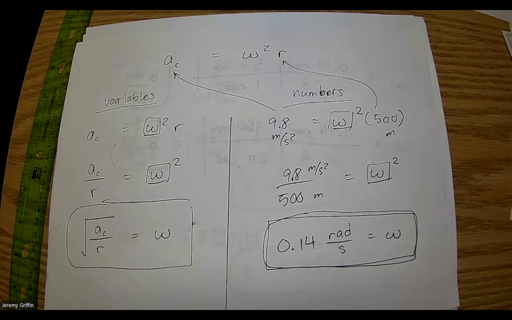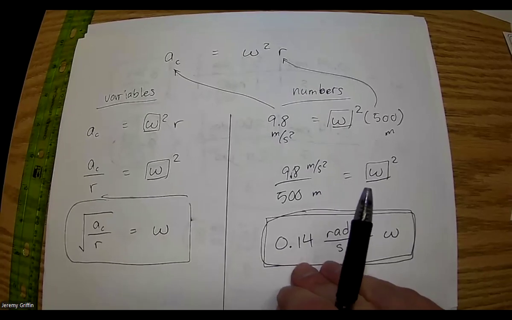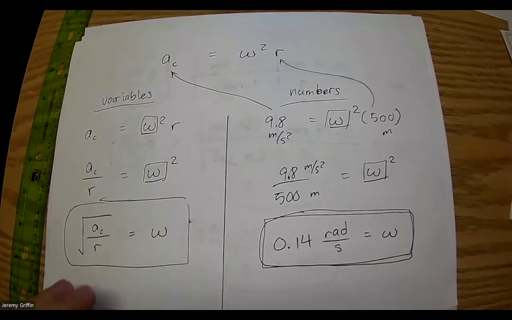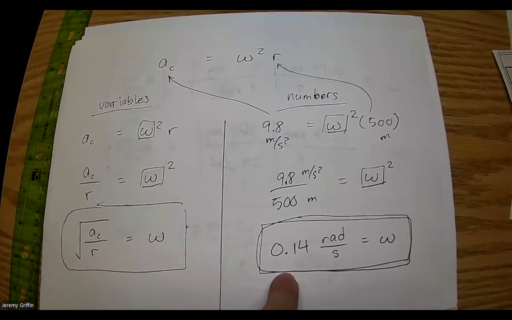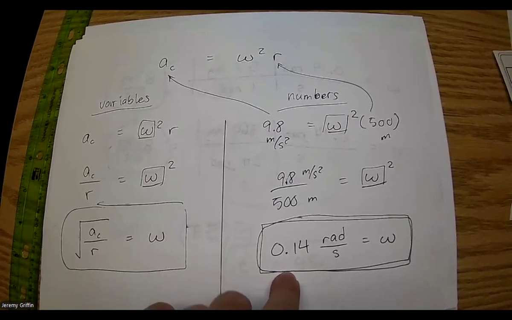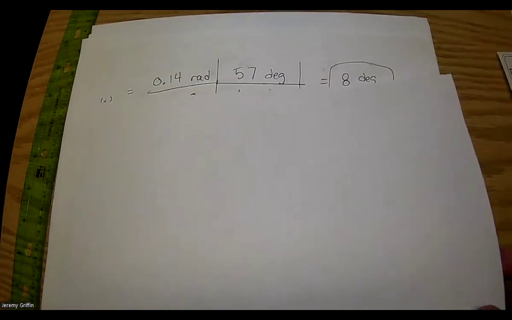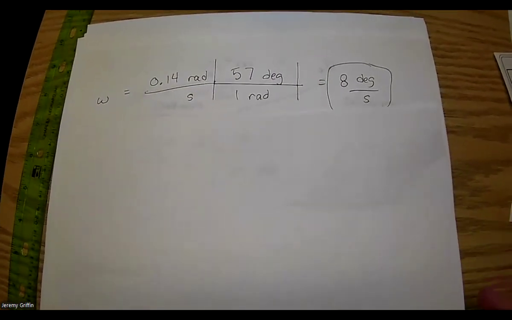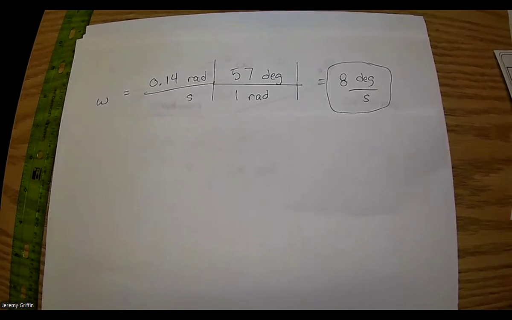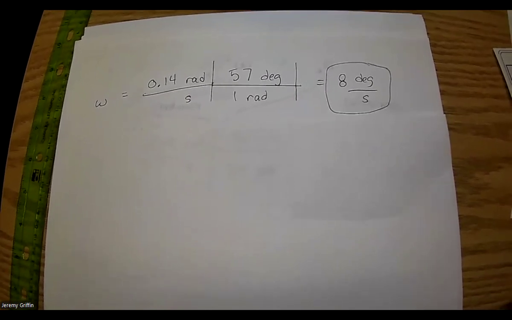Okay, let's do a unit conversion here. Everybody knows angular velocity is 0.14 radians per second. You guys got that, right? You got that written down. Now, I'll show you guys two different ways to do this.